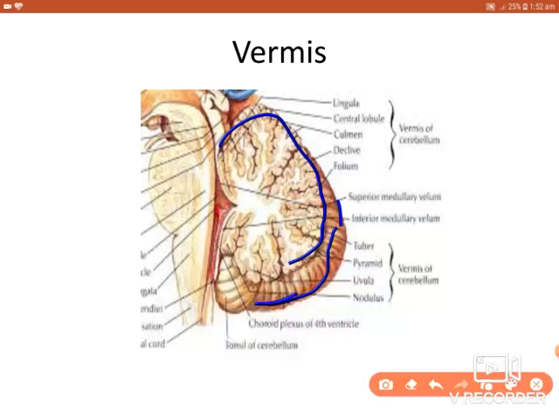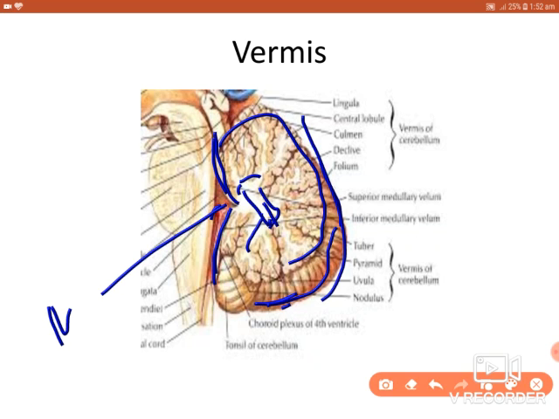Here this is the cerebellar hemisphere. This is the inner white core of the cerebellum, the white matter. Here it forms the superior medullary velum. Here we'll get the inferior medullary velum. This cavity is the fourth ventricle.